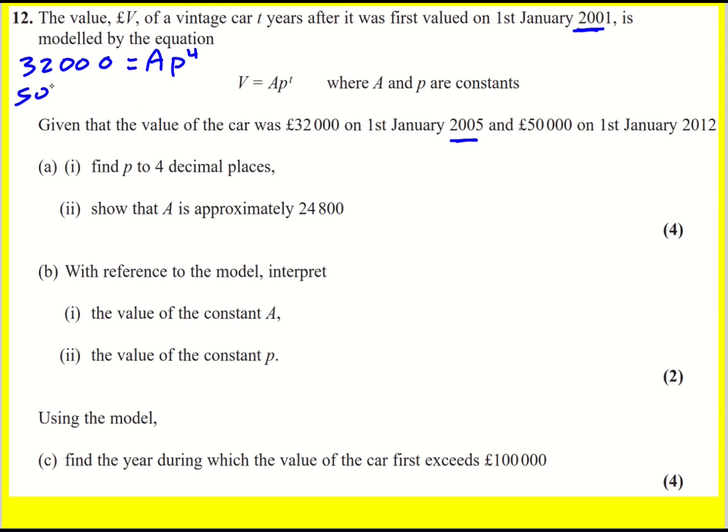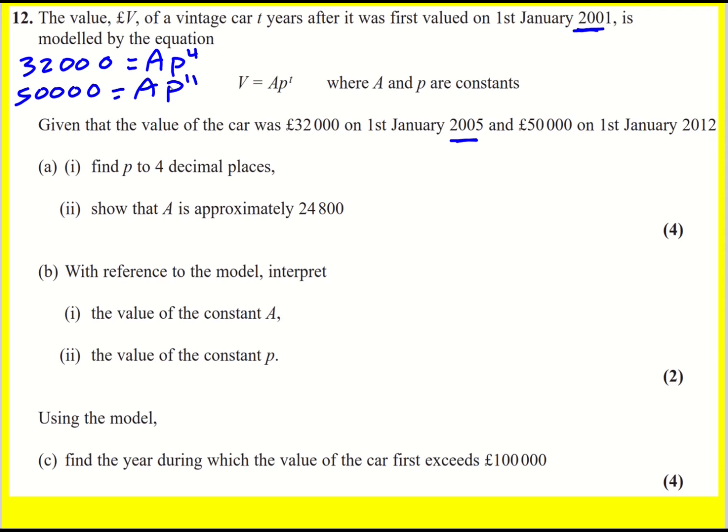And then 50,000, 2012, that's going to be when t is 11. Okay, so find p to 4 decimal places. We've got these simultaneous equations to solve. So when you first learn about simultaneous equations, normally the ones where you're adding things together and you subtract them. Here we're multiplying things together. So we do the opposite.